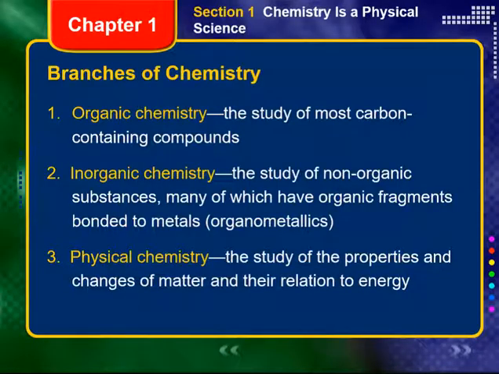Chemistry includes many different branches of study and research. The following are 6 main areas or branches of study. But like the biological and physical sciences, these branches often overlap. 1. Organic chemistry, the study of most carbon-containing compounds. 2. Inorganic chemistry, the study of all substances not classified as organic, mainly those compounds that do not contain carbon. 3. Physical chemistry, the study of the properties and changes of matter and their relation to energy.